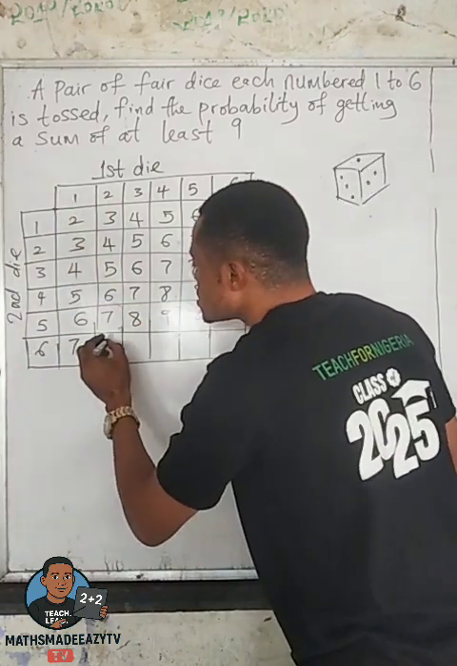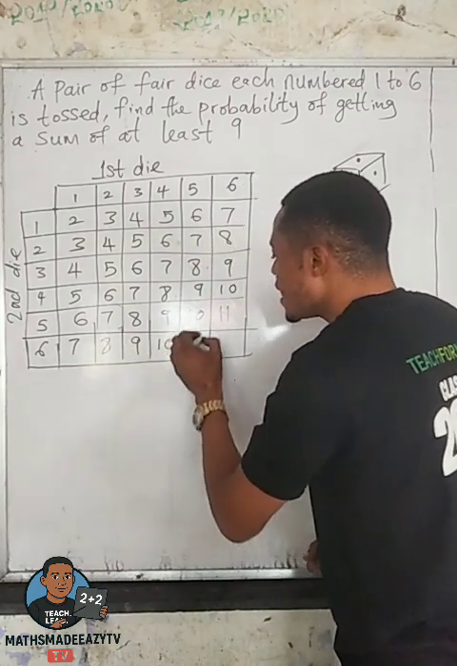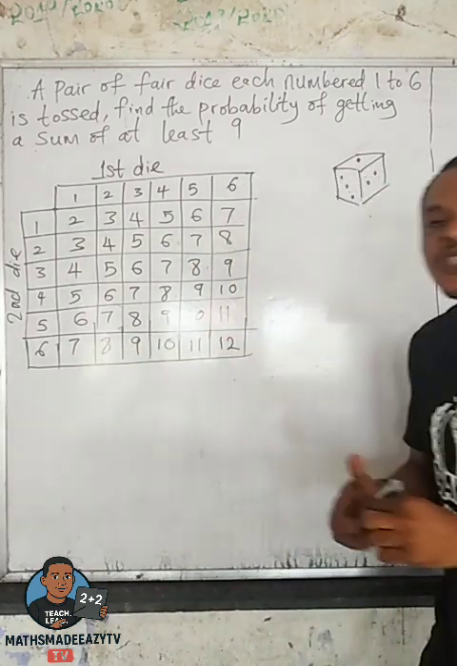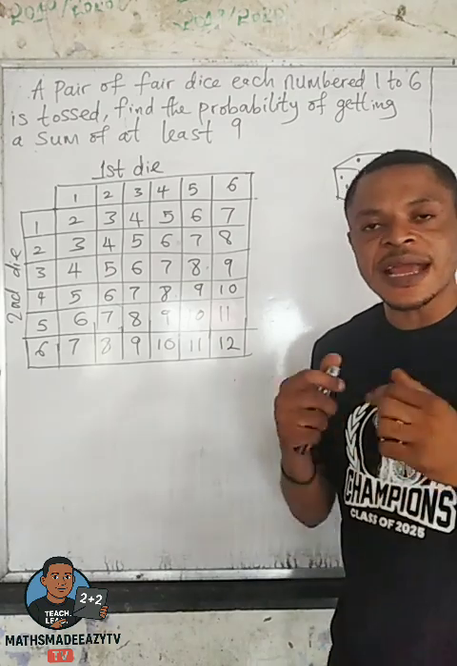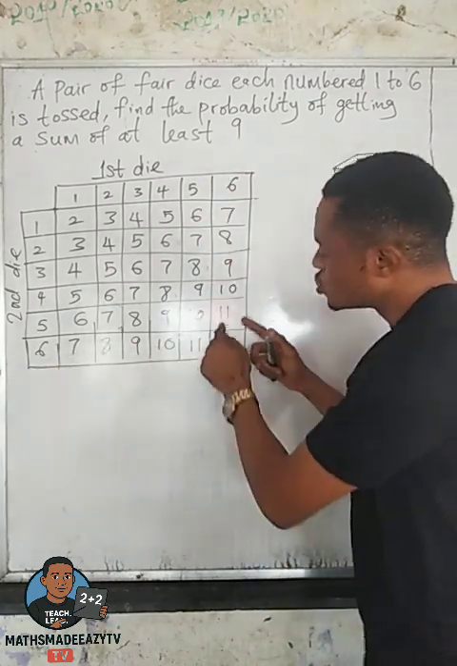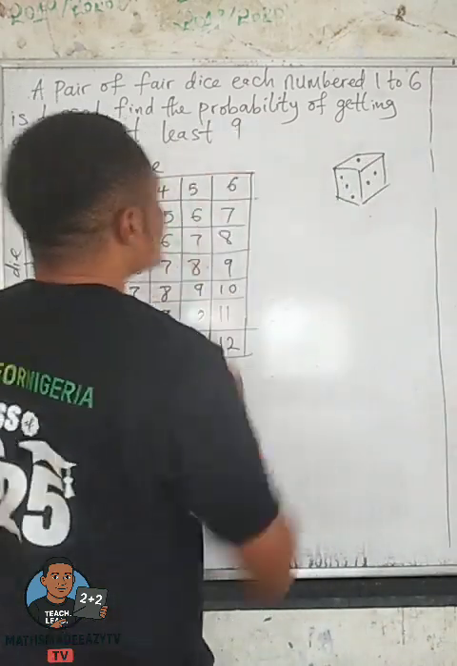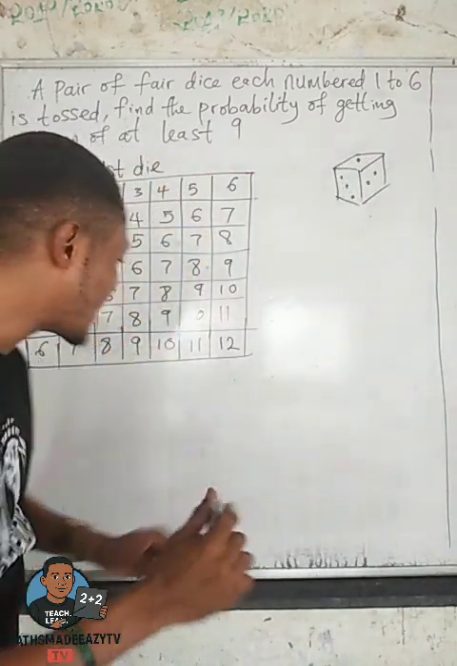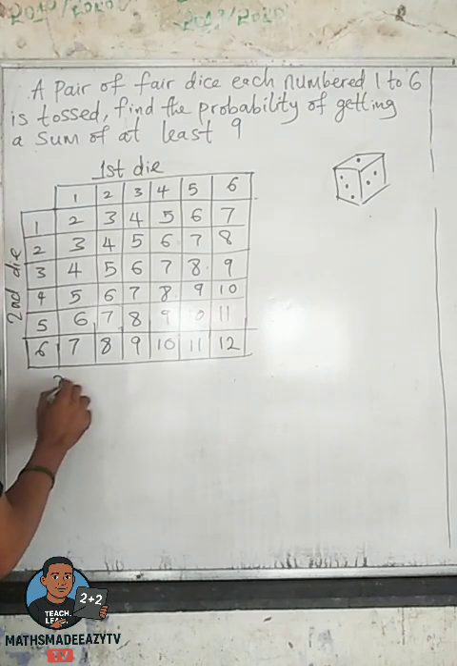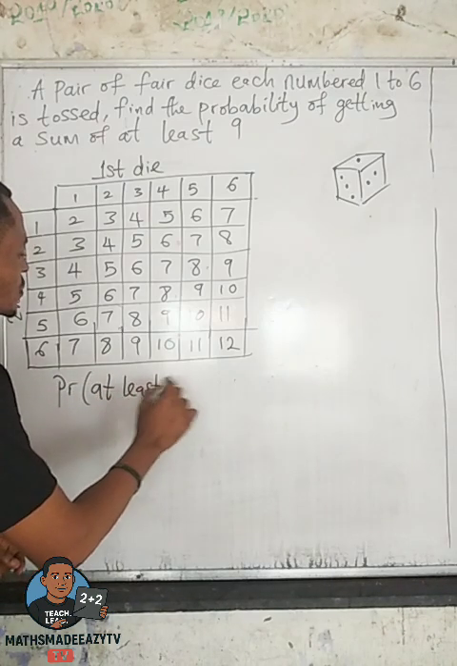This is going to be 6, 7, rather. We have 8, 9, 10, 11, and 12, which is the maximum figure you can get from two dice. That is when you draw 6 and 6, it will result in 12. Now back to the question: the probability of getting at least 9. So we are looking for the probability of at least the minimum being 9.